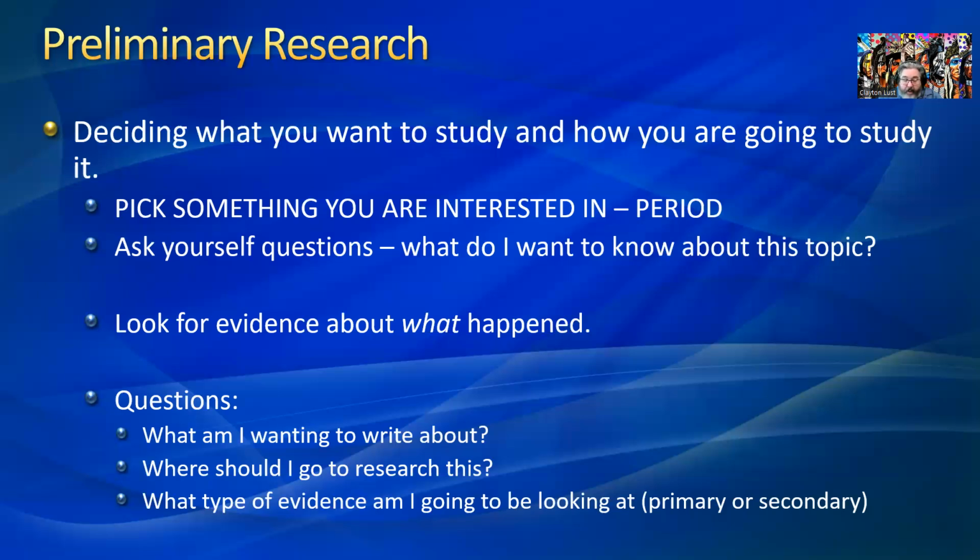So what am I going to write about? Where should I go to research this? And then what type of evidence am I going to be looking at? Now, I want to mention here, too, don't look at your topic and think, well, there's already a lot written about that, so that's probably not something I should write about. I want to disabuse you of that notion right now.